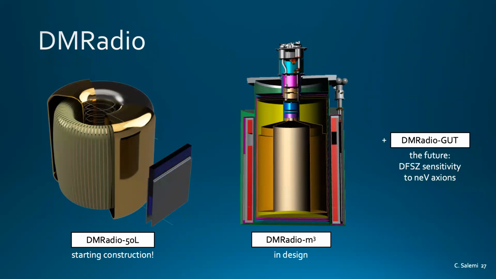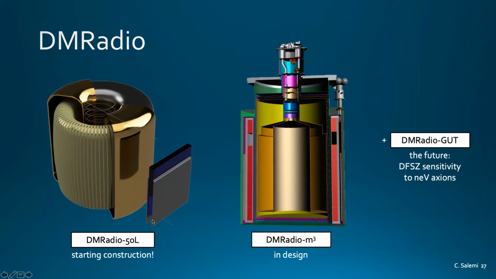Okay, so here are the different generations planned for DMRadio. The first one, DMRadio 50 liter, is actually about to start construction. And you can see it looks very similar to the Abracadabra 10 centimeter experiment, except that it's bigger. So Abra was about a liter in volume, a little less, and DMRadio will have a 50 liter volume magnet. It has this same toroid shape. The pickup structure is a slightly different geometry, and it will have a resonant readout. But otherwise, it's pretty similar.